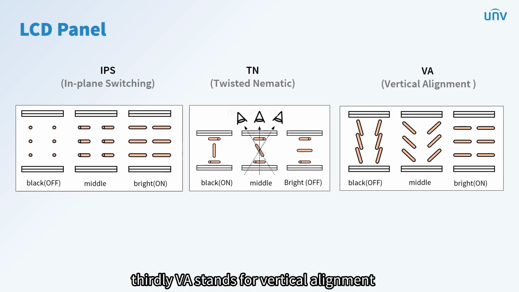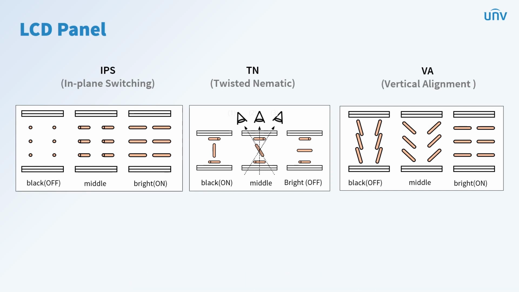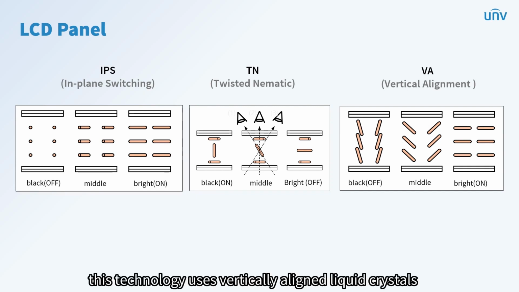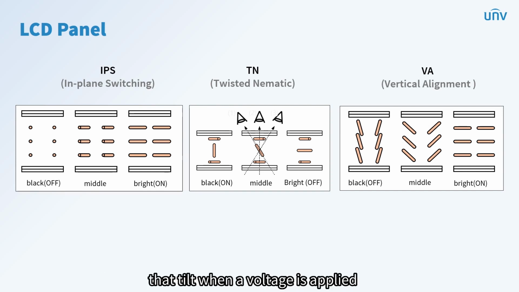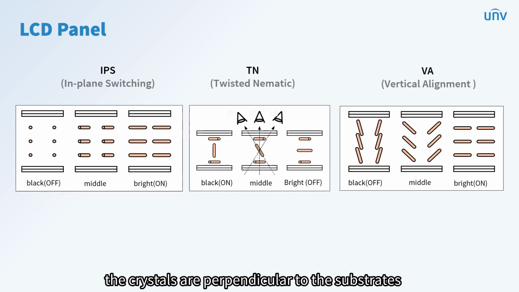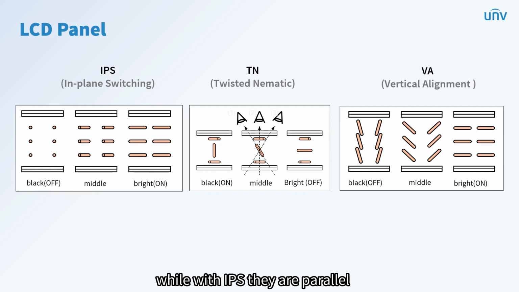Thirdly, VA stands for vertical alignment. As the name suggests, this technology uses vertically aligned liquid crystals that tilt when a voltage is applied to let light pass through. This is the key difference between IPS and VA. With VA, the crystals are perpendicular to the substrates, while with IPS they are parallel.